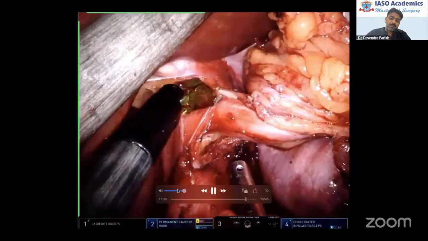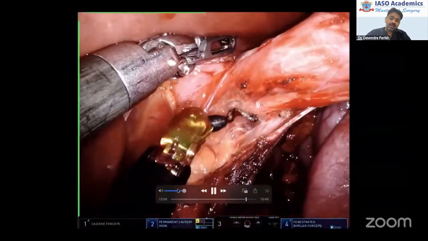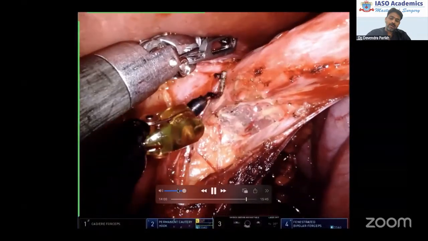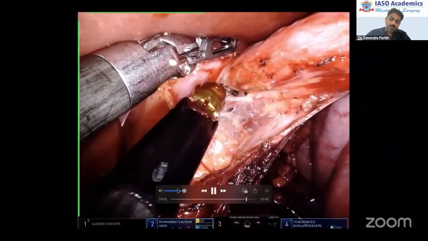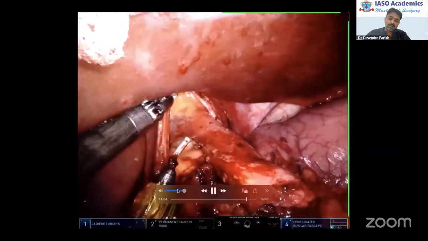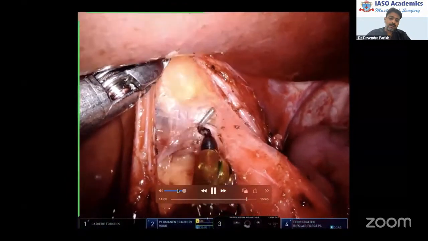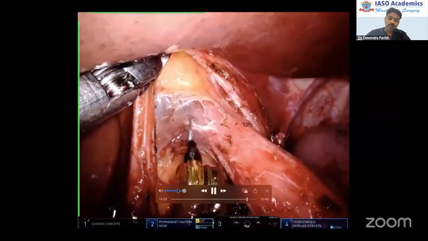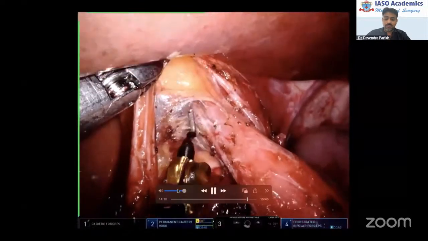Once we reach here, we have to cut both the vagus nerves so that we can pull the esophagus. Here we need to be wary of the fact that we may injure the pleura, so we have to be very careful when we are working in this area. Monopolar is the best way we can work in this particular field.